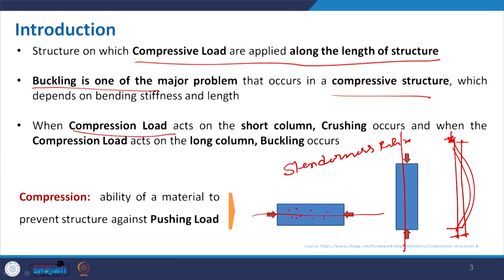When a compressive load acts on a short column, crushing happens; it will try to compress more. When it is applied to a long column, buckling will happen. So, what is a short column and a long column? It depends on the ratio. When we have a length much higher compared to the cross section, we refer to that as a long column, and a short column is one where the proportion between the length and the cross section of the column does not have that high a ratio.